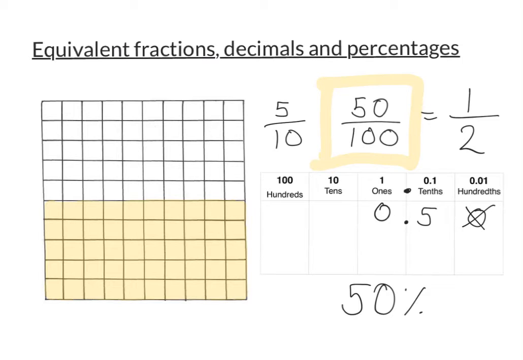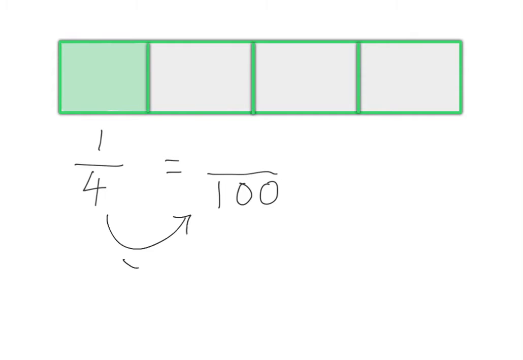Okay, let's have a look at another example. Okay, so here I've got a bar model. There are 4 parts altogether, so that's going to be my denominator, and I've got 1 part shaded, so that's going to be my numerator. So to work this out as a decimal and as a percentage, I'm going to do what I did before and work out what the fraction is as hundredths. Okay, so 4 multiplied by what equals 100. So if you're struggling to do this, what we could do is do the inverse. We'll do 100 divided by 4, and that'll tell us how much we need to multiply by.